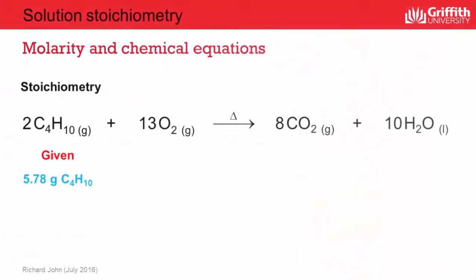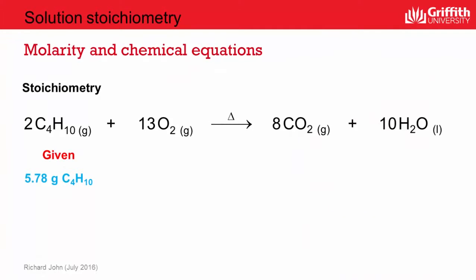You may recall from an earlier video in this series that we were presented with this stoichiometric problem: the combustion of butane in the presence of oxygen to produce carbon dioxide and water. And we were given 5.78 grams of butane and asked to find the mass of carbon dioxide produced.